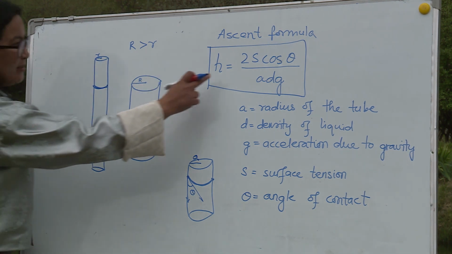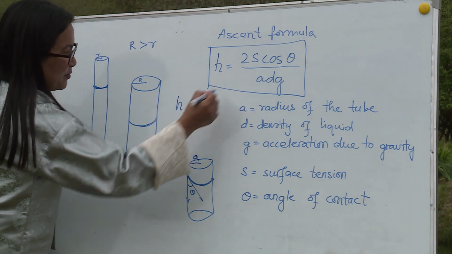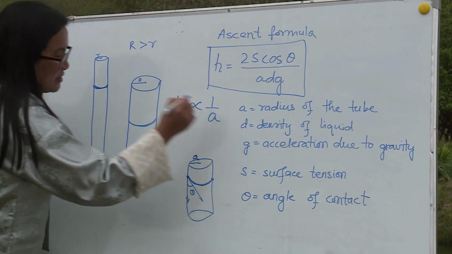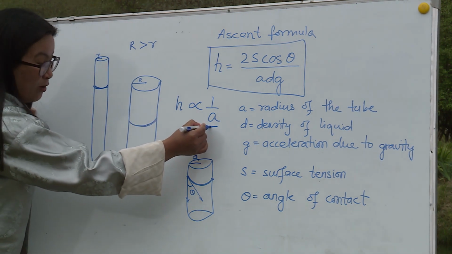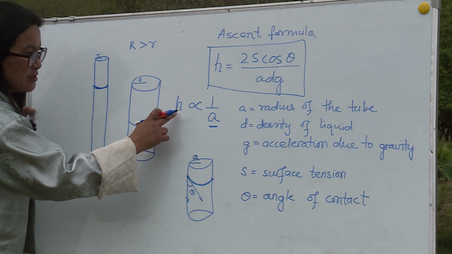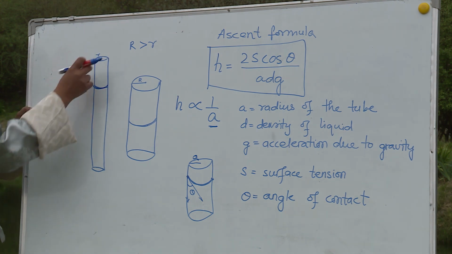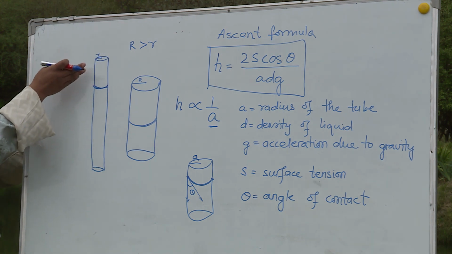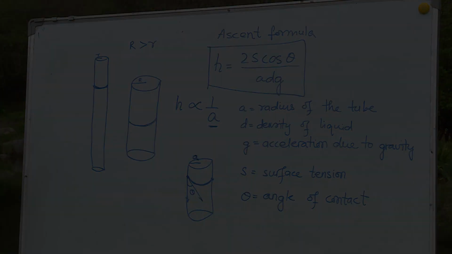Now here, height is inversely proportional to the radius of the capillary tube. So the more the radius, the lesser the height. The lesser the radius, the more the height. Since the radius of the thinner capillary tube is small, there will be more rise in the water level in the thinner capillary tube. So that is the reason.